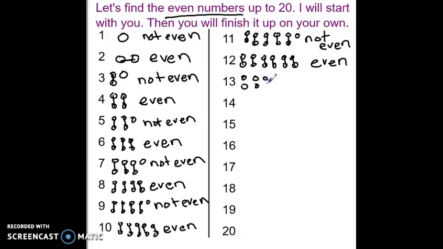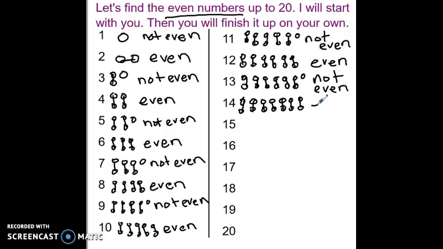13. Partner them up. 13 is not even because there is 1 left out. And we'll do 14. Partner them up. 14 is even because they all have a partner. You are going to do 15, 16, 17, 18, 19, and 20 on your own.